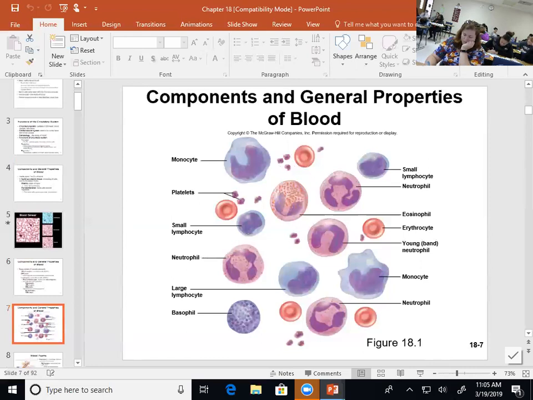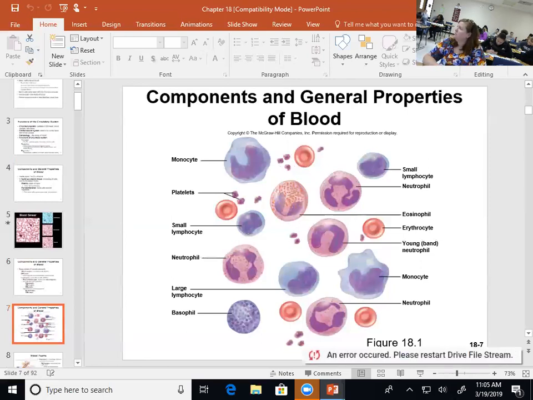So out of 100 white cells you see, you might not see a basophil. You might. But if you kept counting another 100, you might not see it. Less than 1% are basophils. A basophil is going to be less than 1% circulating of the white cells. They contain histamines too, but they also contain granules that have heparin.